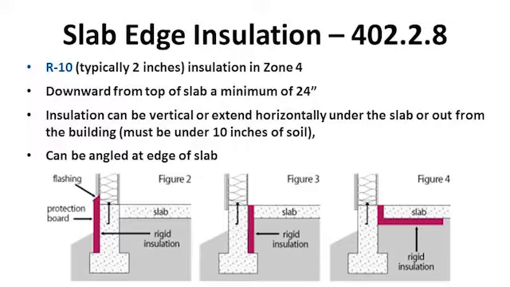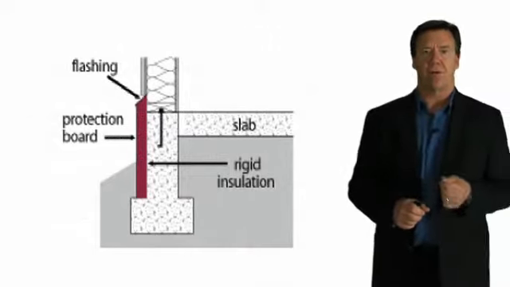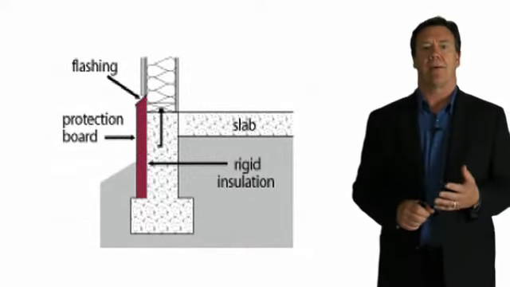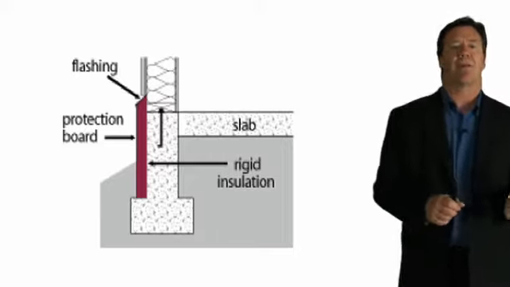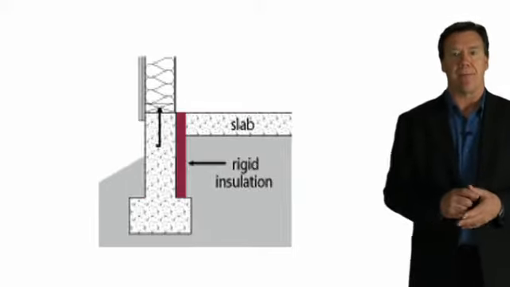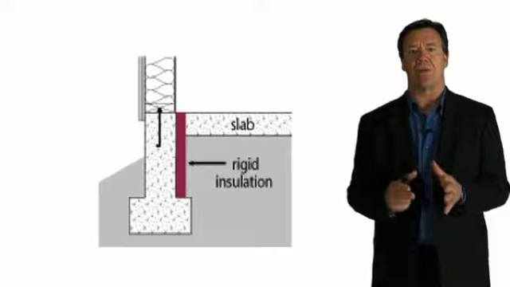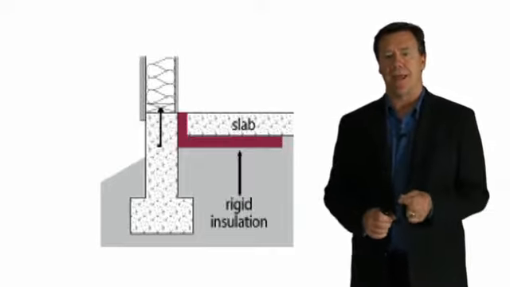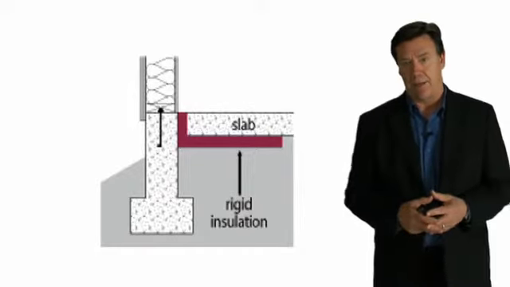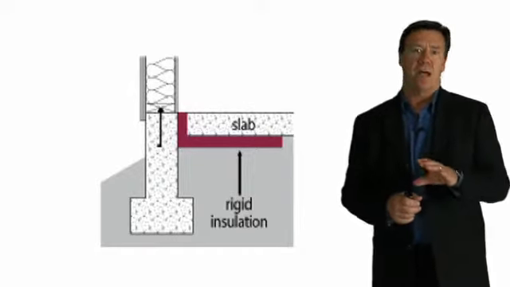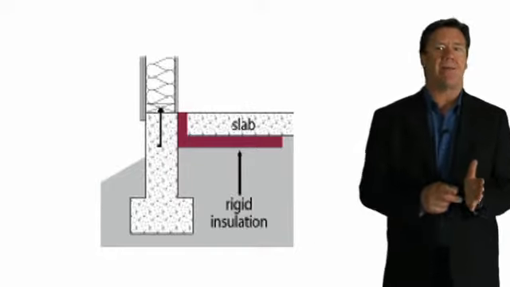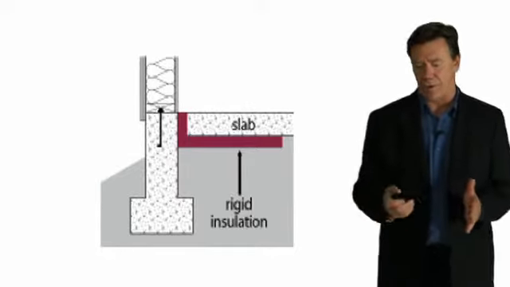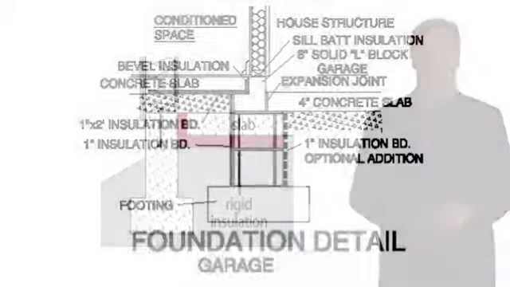So, for example, if you're going out from the edge of the building. The first example we see here is exterior insulation, much like the slide we showed earlier, with some protection board over the externally applied rigid insulation. The middle example, figure 3, shows rigid insulation that runs 2 feet down from the edge of the slab, and the third example is a horizontal installation where we see insulation at the edge of the slab and then insulation going horizontally 24 inches toward the interior of the building to reduce heat loss.